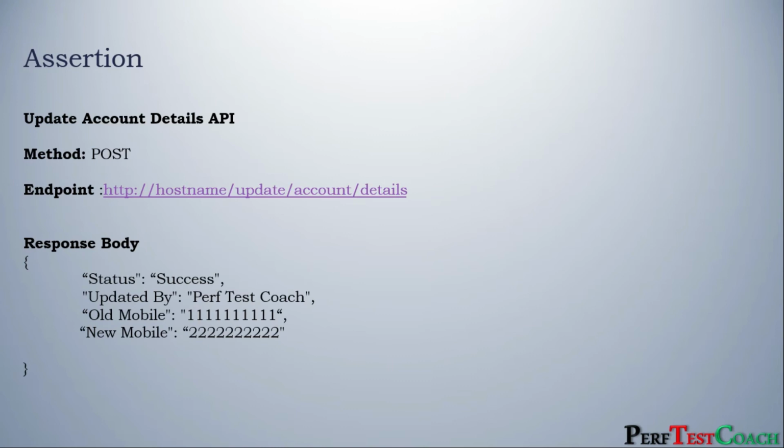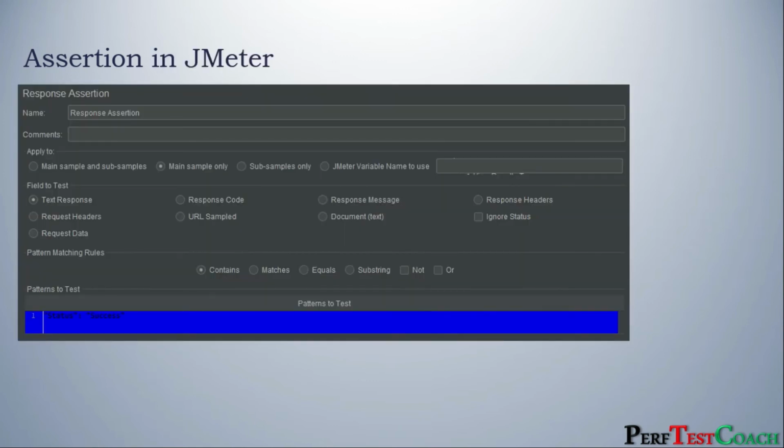Assertion. If you look at the response body of this update account details API, the status is coming as success. But when we are running performance testing, we will be making hundreds of API requests, and how can we make sure all the responses are having this status as success? To solve this problem, we need to add assertions on the server responses. This is how we add assertions in JMeter. Under the parameters to test field, we can provide the text on which we should put the assertion, and when we run the load test, JMeter will check if the text is present in the API response or not, and if the text is not present, then the API request will be marked as failed.